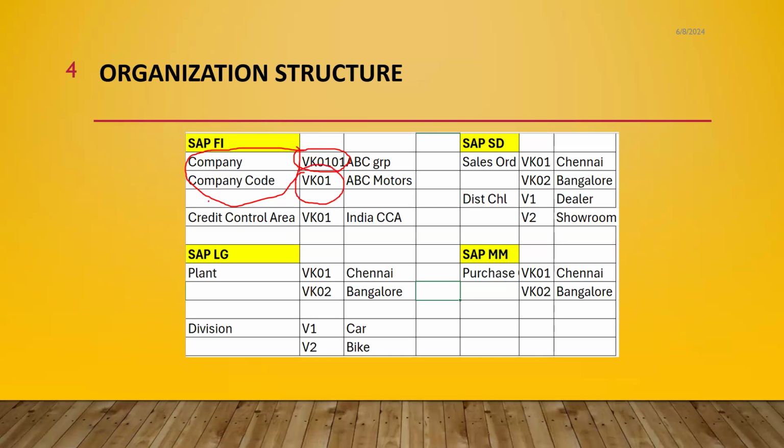FICO will be creating the credit control area. The plant will be created by MM, material management. And the sales organization will be created by the sales and distribution consultant.